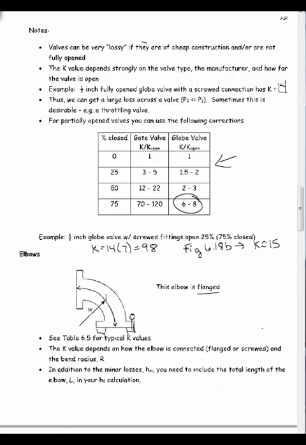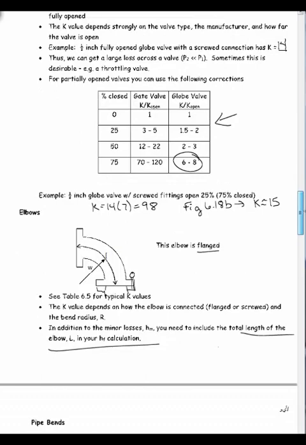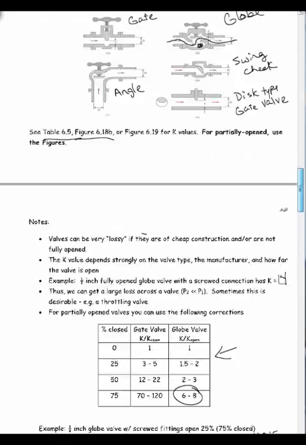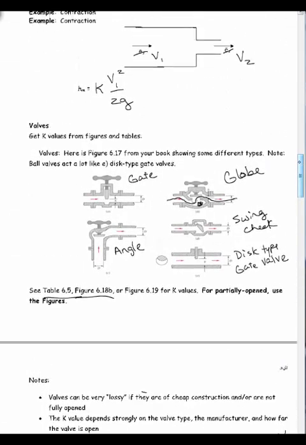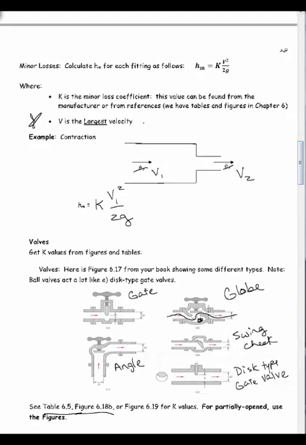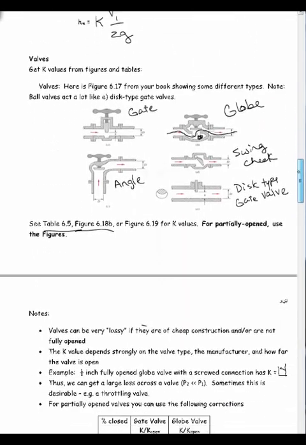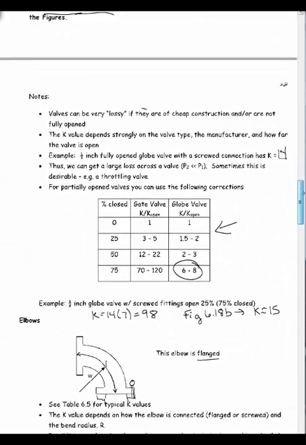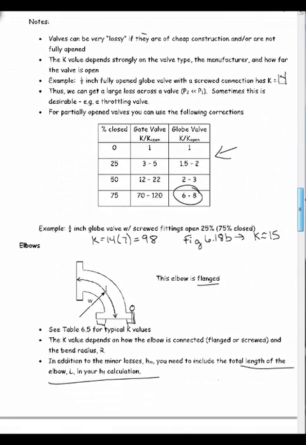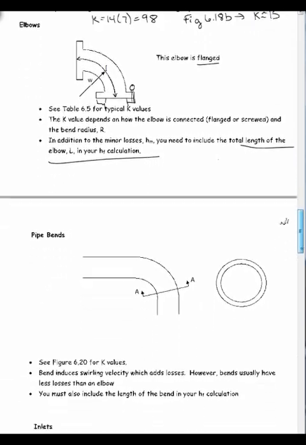In all of these, in addition to the minor losses, there's going to be frictional losses through here. So you include the total length of the elbow in your HF calculation because that has an L in it as well. A couple things to remember: try to find your K values off these graphs and tables. Use the largest velocity in your HM calculation, and use the total length, including that through your elbows or valves or whatever, in your HF calculation.